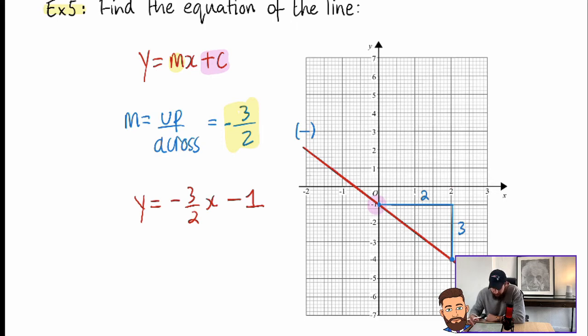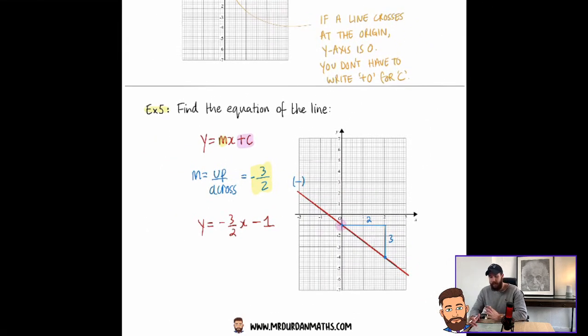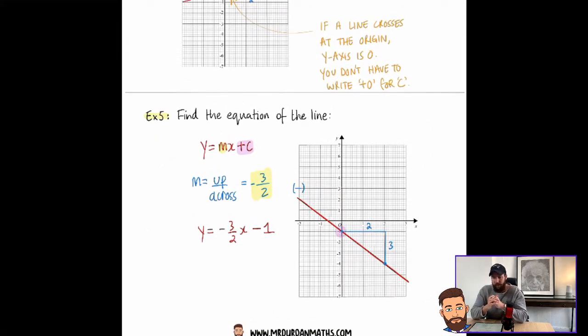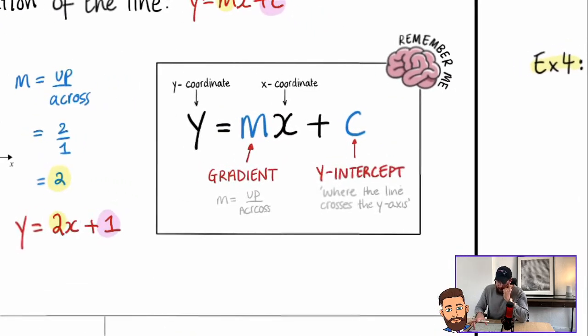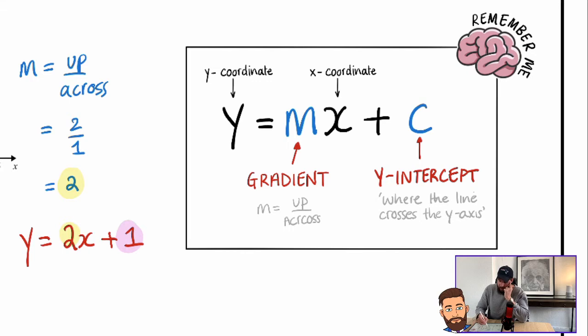So really, today's lesson was just taking the elements that we've learned of the gradient of a straight line, how that works, how we can find it from a graph, the equation of a straight line, y equals mx plus c, and just piecing them together where we're taking a line and writing down the equation of it. So takeaways, again, as last lesson: y equals mx plus c, the gradient is m equals up divided by across, and c is the y-intercept.